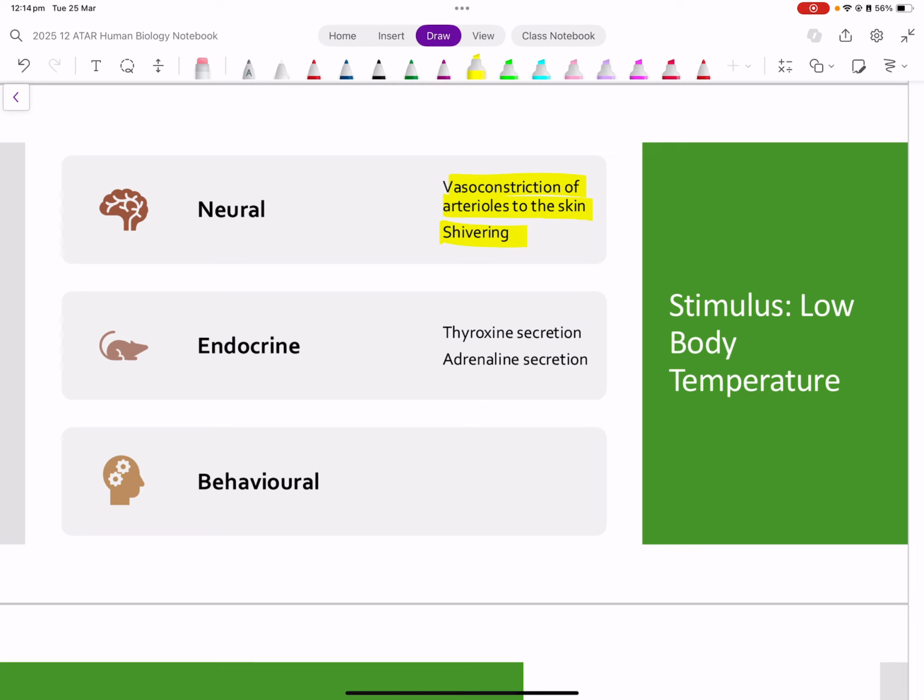From an endocrine perspective, thyroxine is released and adrenaline is also released. From a behavioural perspective, well, I want you to think, what would you do? If you're feeling cold, from a behaviour perspective, you might go to a warmer place, like a warm room. You might turn a heater on. You might put some extra layers onto your body, so like an extra jacket or a jumper. These are all behavioural mechanisms which can help us when we feel a low body temperature.